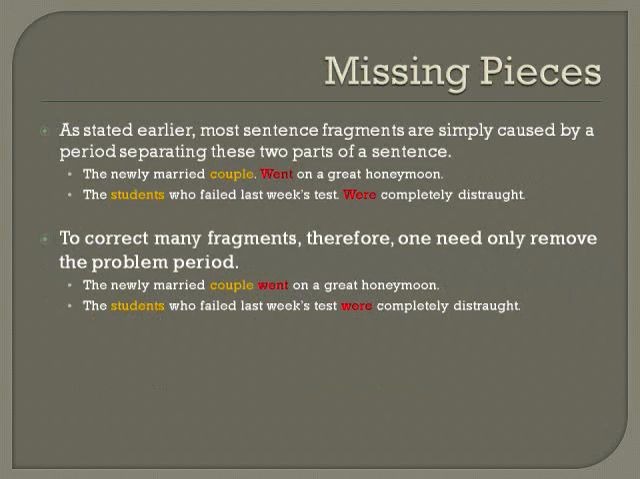So as I stated earlier, many sentence fragments occur because those two parts, the subject and the predicate, are separated by a misplaced period. You can look at some of the examples here. And this is, again, the most common way this actually happens. But the newly married couple went on a great honeymoon. Couple is the subject, went is the action, and you can see that there's a period in between those. Neither of those two parts can stand on its own. They are not complete sentences.